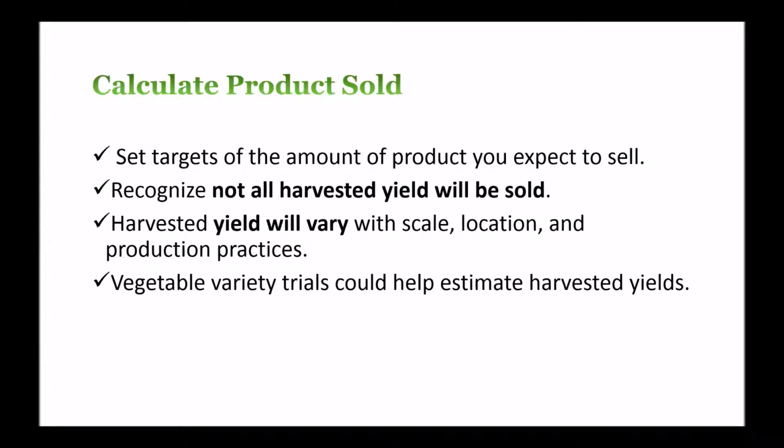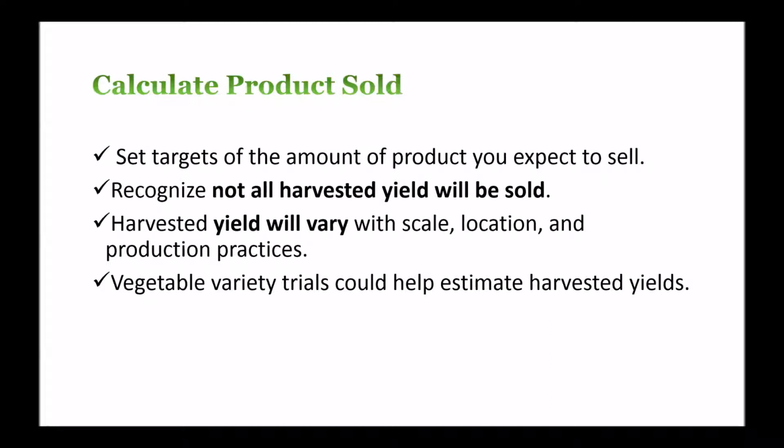So we talked about the price component of gross profits. We went through cost of production and marketing and how to estimate it in order to use it to make price decisions. We talked about the consumer's willingness to pay as a factor to consider when setting prices as well as the competition component. Now, regarding the second component of gross profit, which is product sold, you should set targets of the amount of product you expect to sell.